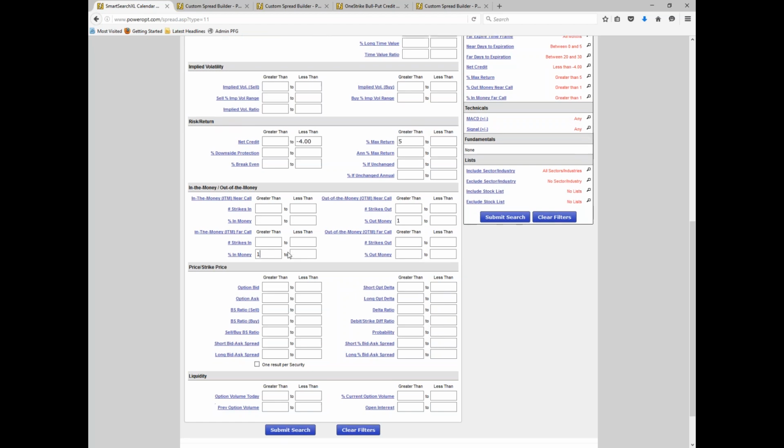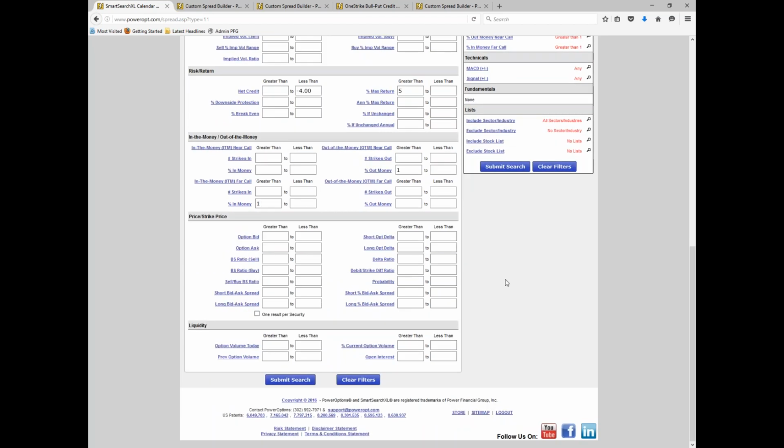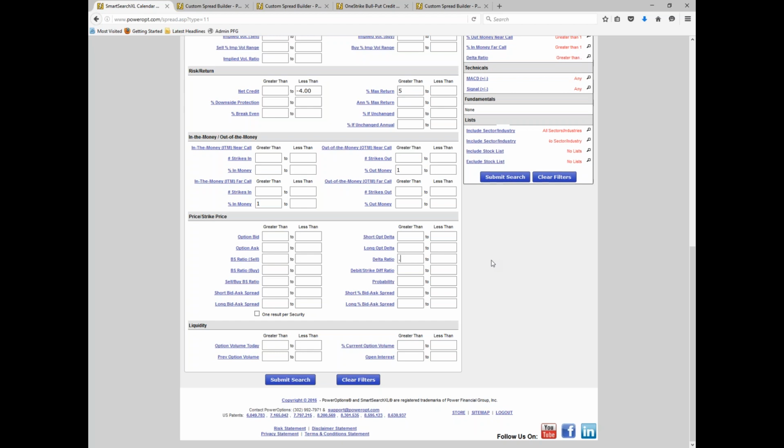Now, those of you who want to set up positions where you're looking for calendar spreads or diagonal spreads, buying in the money and selling out of the money, you're probably looking at a delta ratio. A delta ratio means the delta of the long option that you're buying divided by the short option. You're probably going to want to look for that to be at least 1.6 as a starting point, so that you have a good delta ratio with the long option gaining more than the short option declining as the stock moves up. Of course, you could put in some volume and open interest as well.